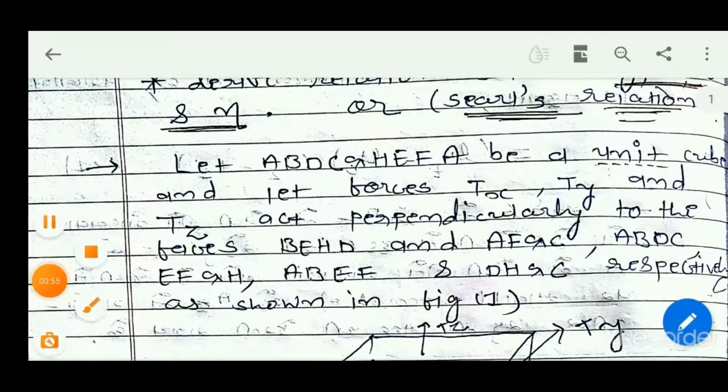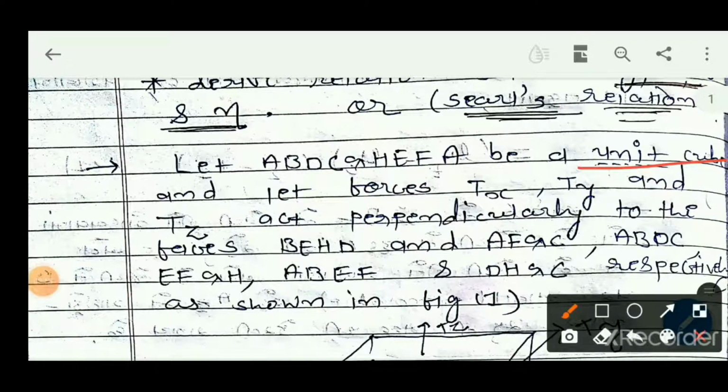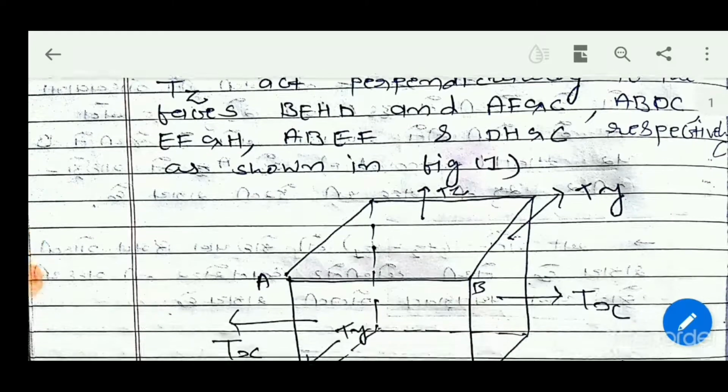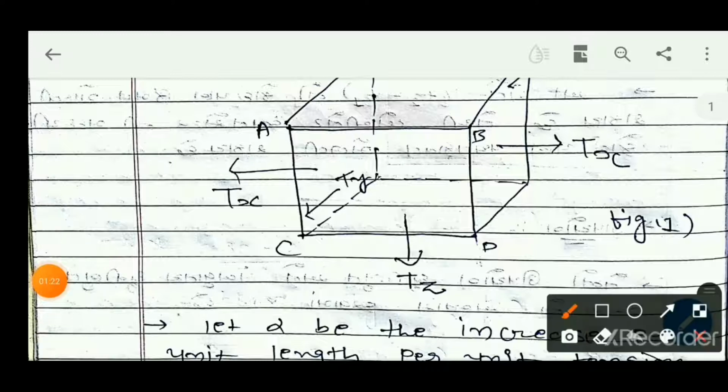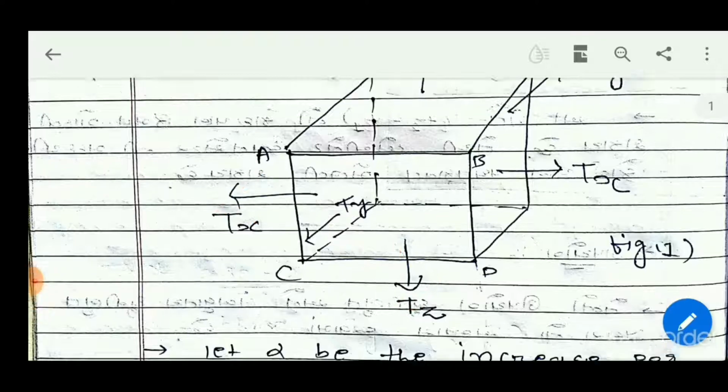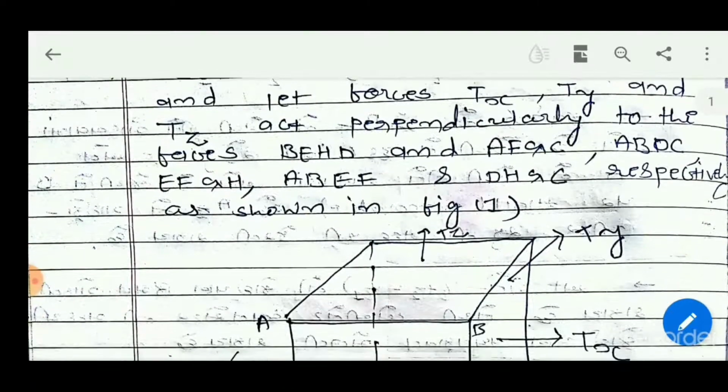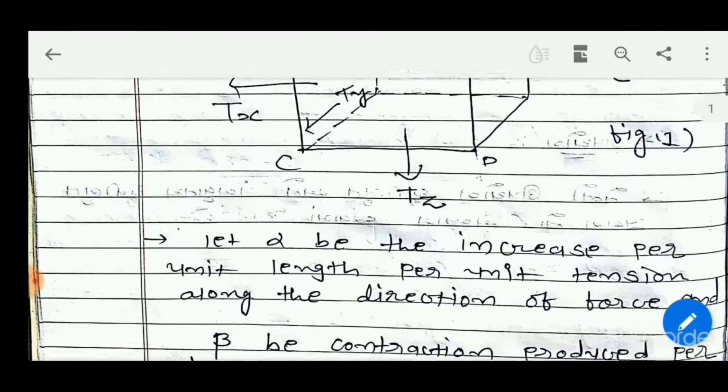It's a unit cube, so every length is unit, its volume is unit, its area is unit. Let forces Tx, Ty and Tz, which we denote as tensions T, act perpendicular to the faces BE, HD and AF, GC, meaning in every direction or in every plane the force is perpendicular. Like this, Tx, Ty, Tz in every direction. So this is the tension or force.